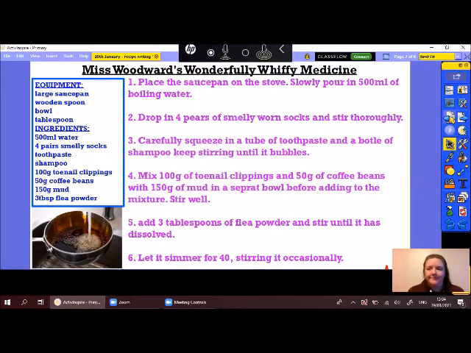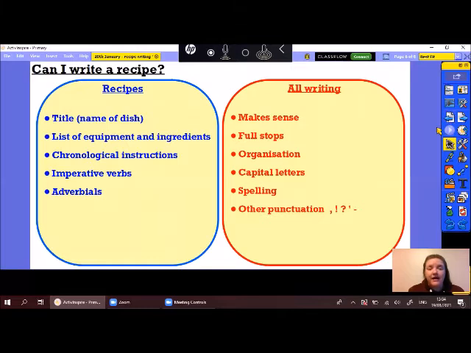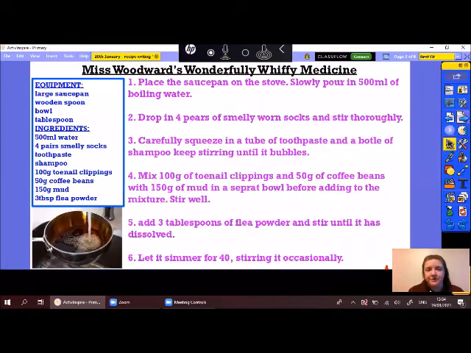Right, the next thing we're looking for are imperative verbs. Check that you've used plenty of imperative verbs to tell people what to do. So I've used place, pour, drop. Yeah, if I look through, I've used a variety of them. You don't want to always use the same imperative verbs. Make sure you mix it up a little bit. Add, simmer. Yeah, we're good.